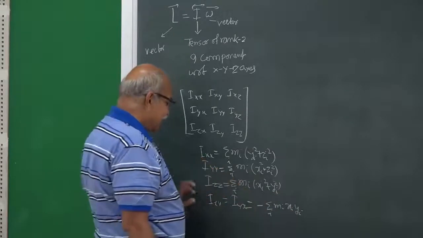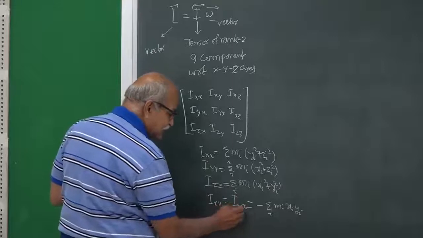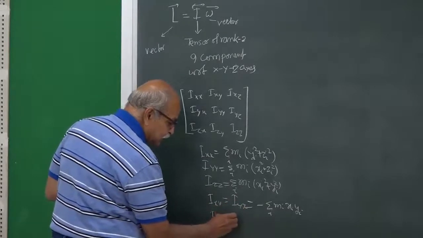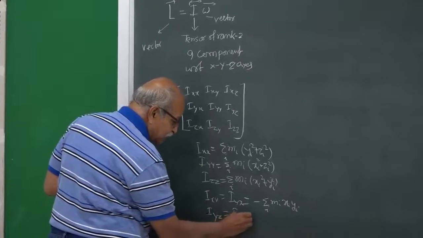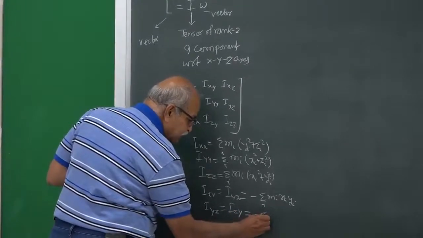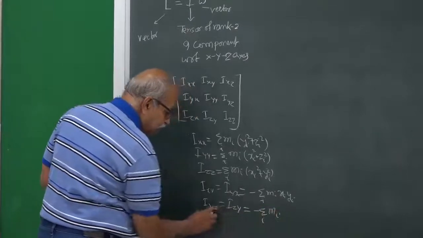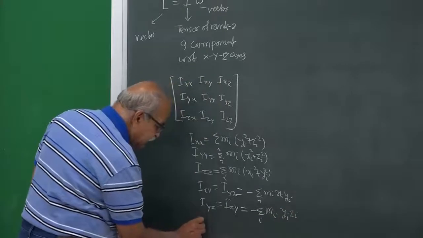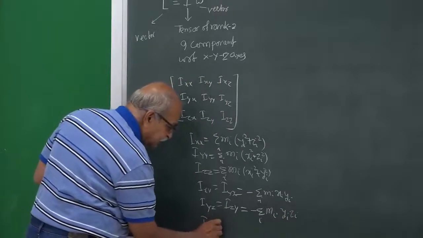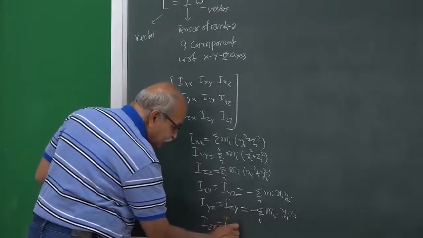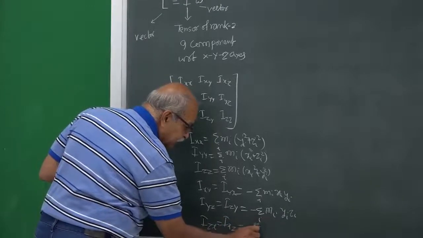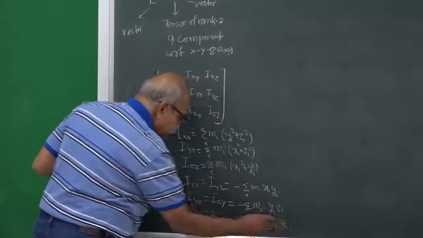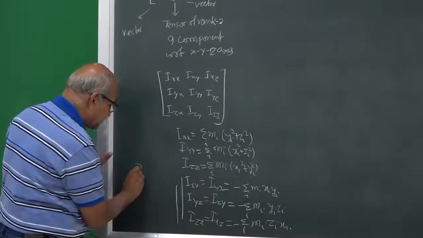That is this I x y, which is the same as I y x. In the same spirit, I y z, which is the same as I z y, will be minus summation m i y i z i, and the last one is I z x, which is the same as I x z, and this will be minus summation m i z i x i. These are called products of inertia.